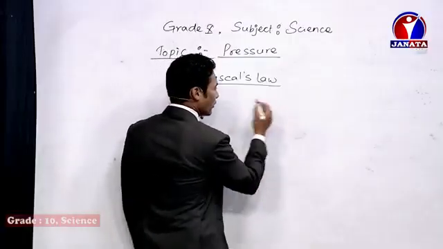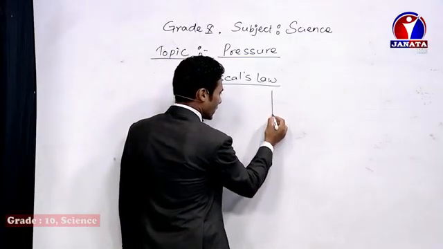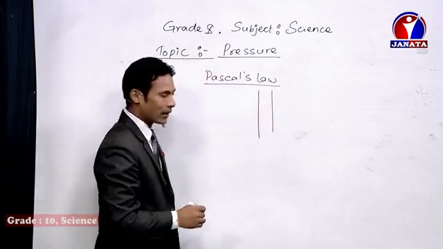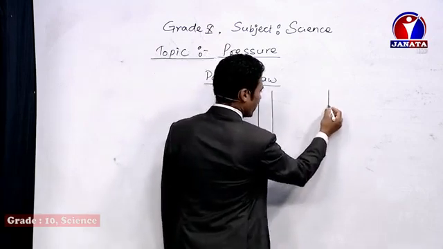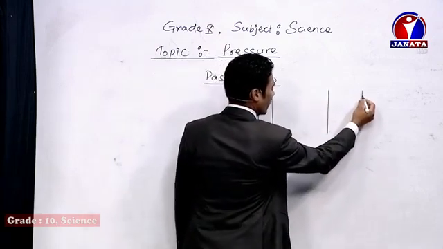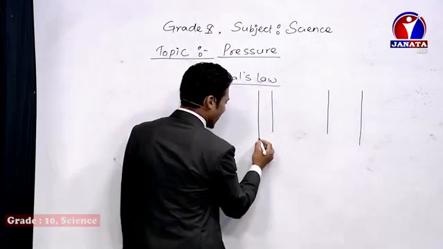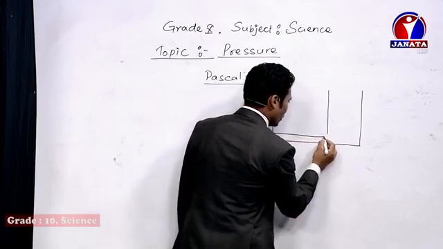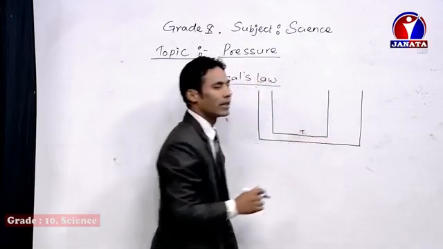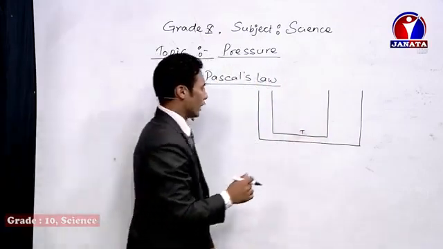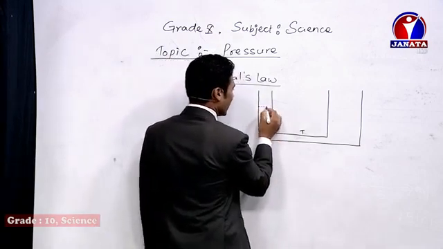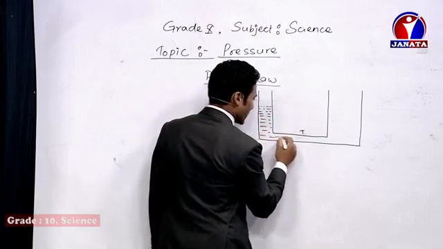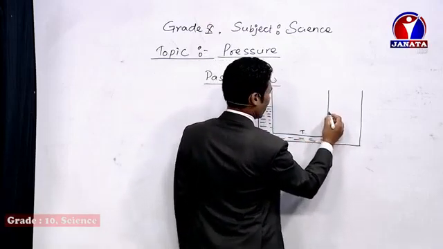The hydraulic machine consists of two cylinders of different diameter. One is of small diameter and the next one is of larger, bigger diameter. These two cylinders are connected by a tube, let's say T. The fluid, liquid or water, is filled inside it. So let's fill the water. This water is filled in it, right?